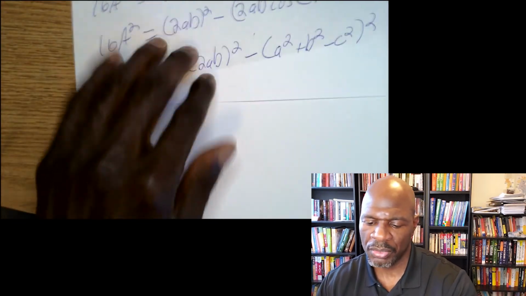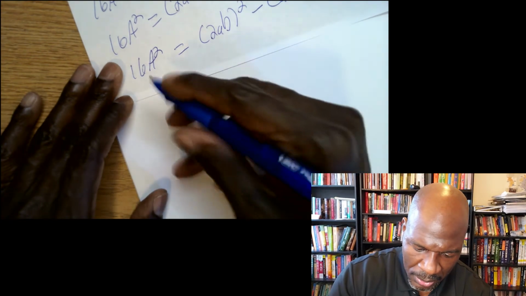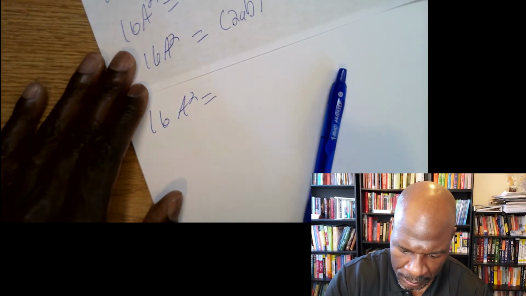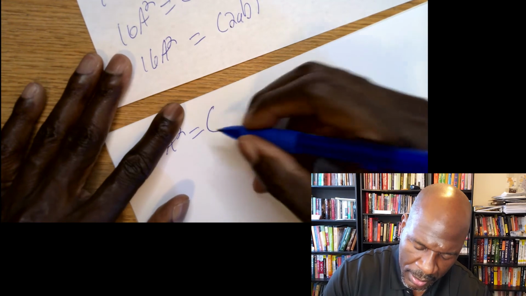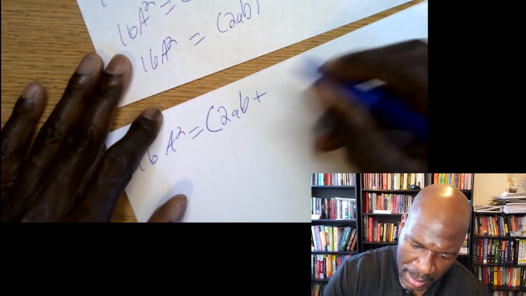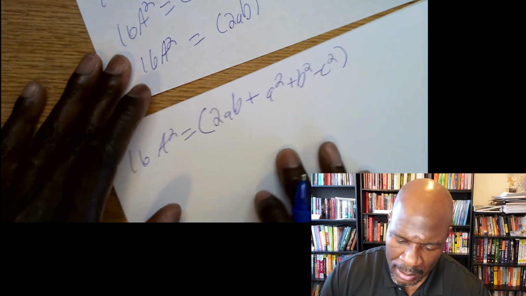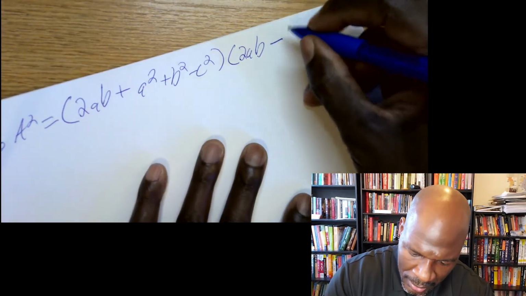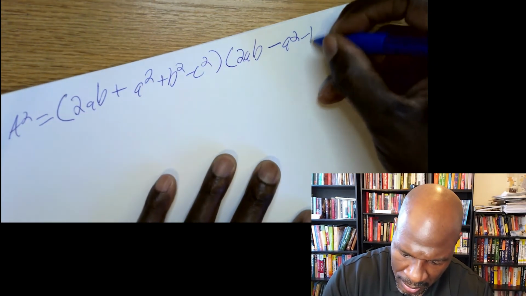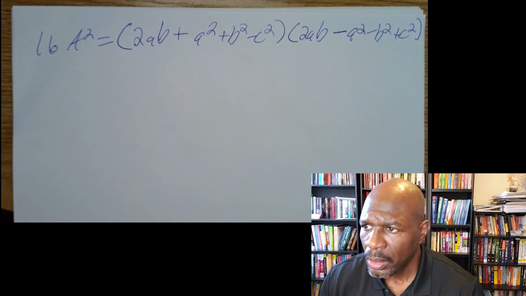Look at this, have this paper just for reference. All right, so it's still 16a squared equals, and so we'll have, I'm factoring the difference of squares, so 2ab plus a squared plus b squared minus c squared, times 2ab minus a squared minus b squared, and that's going to turn into plus c squared. All right, so far so good.